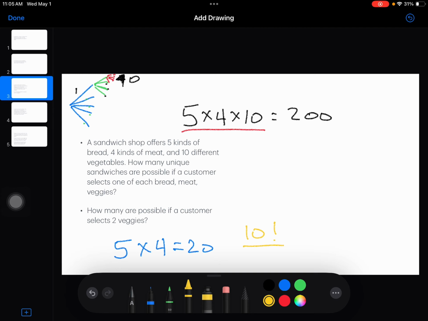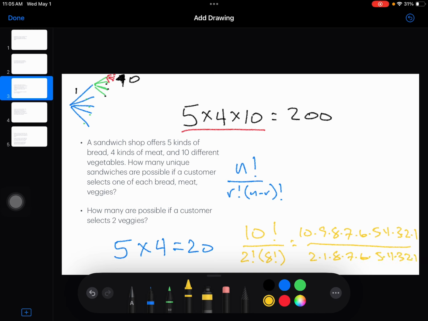And so what we're going to do here is apply a combination. That's n factorial divided by r factorial times n minus r factorial, where n is our big number, the total number possible, and r is our small number, the number we're choosing. So we're going to get 2 factorial and 8 factorial here. And we can do this by hand. 10 times 9 times 8 times 7 times 6 times 5 times 4 times 3 times 2 times 1 divided by 2 times 1 times 8 times 7 times 6 times 5 times 4 times 3 times 2 times 1.